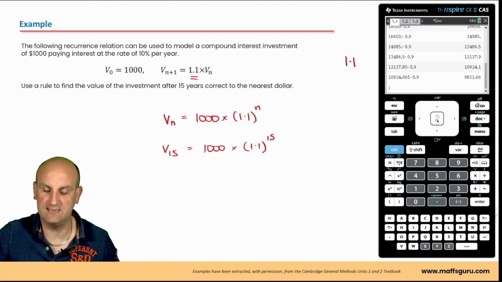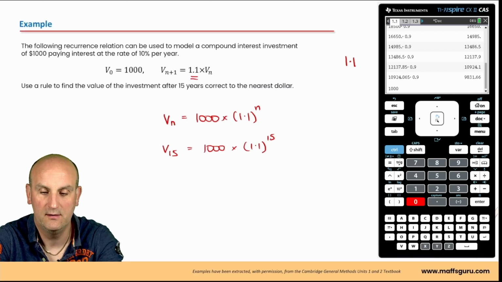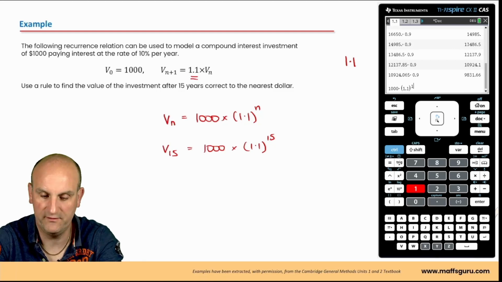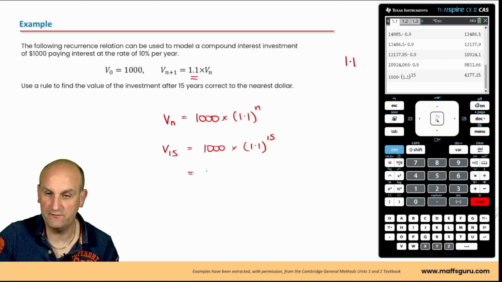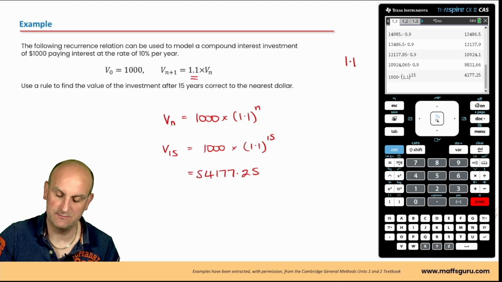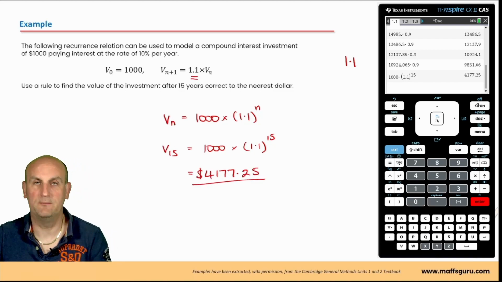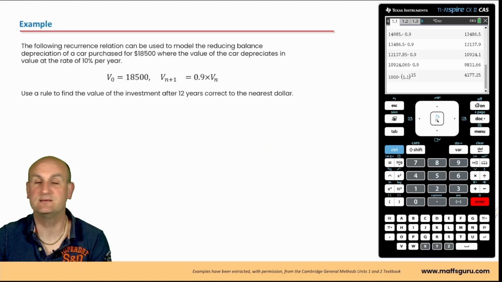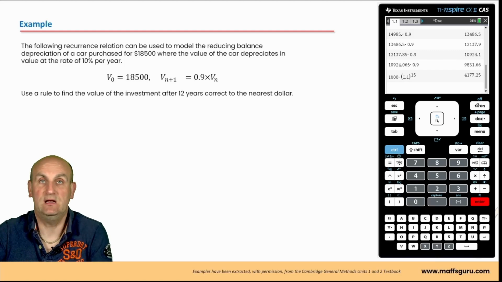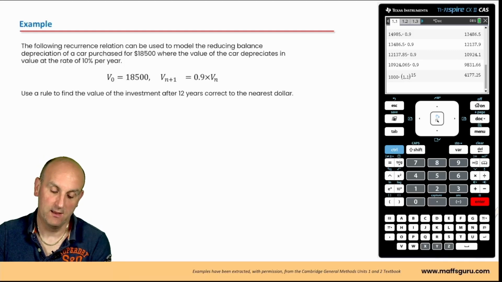Bring up my calculator. What can I do here? So 1,000 times brackets 1.1 to the power of 15, hit enter, and we get that after 15 years it will effectively grow to $4,177.25. Let's put the dollar sign there so that we get the marks from the examiner, because we know we're dealing with money. Reading these types of things is the key, really, being able to convert from one to another.